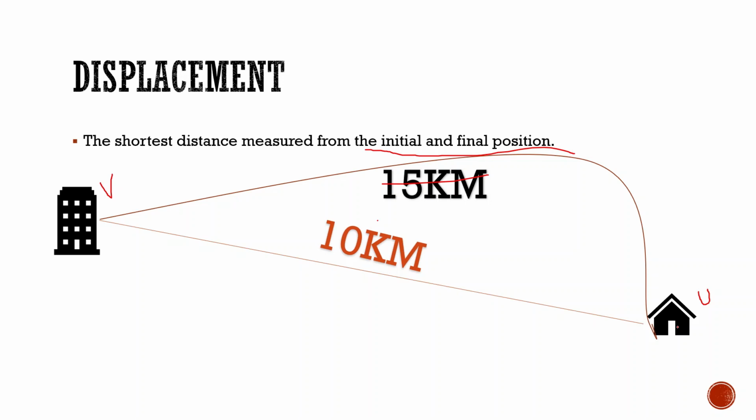The shortest distance measured from initial and final position. What is the initial position here? House. Your house to school is 10 kilometers. So here displacement is also 10 kilometers.